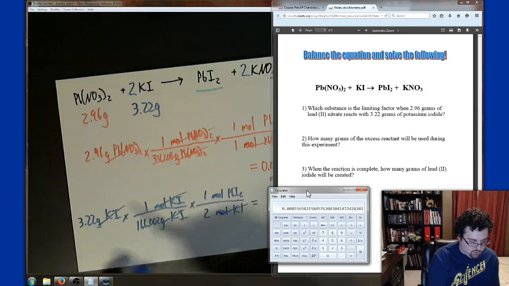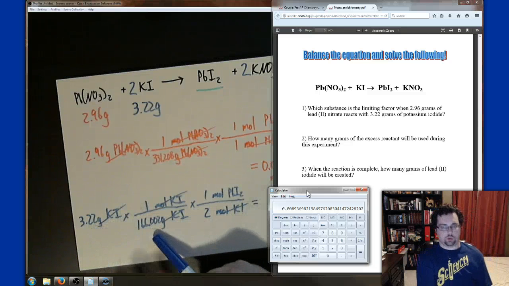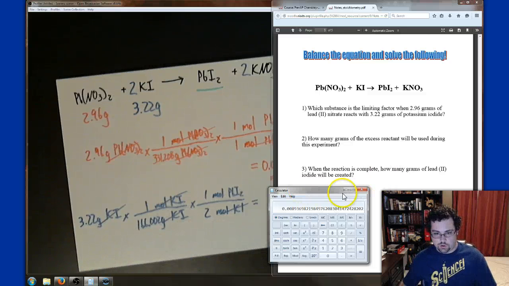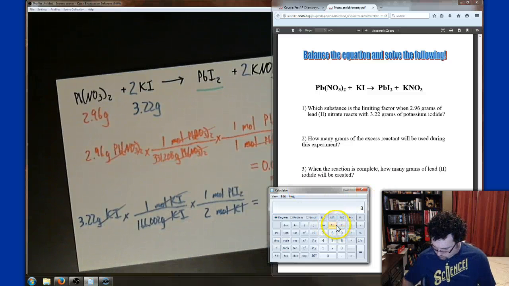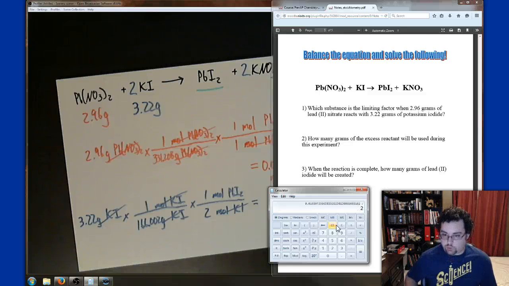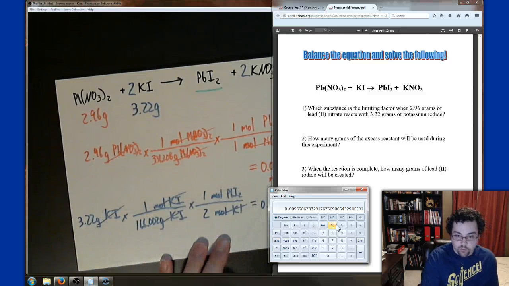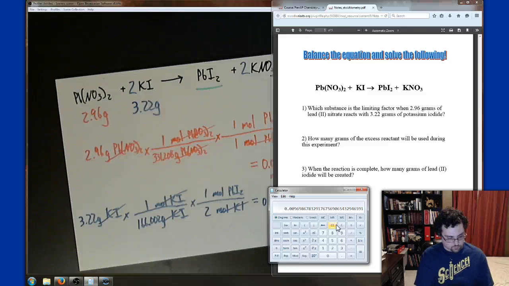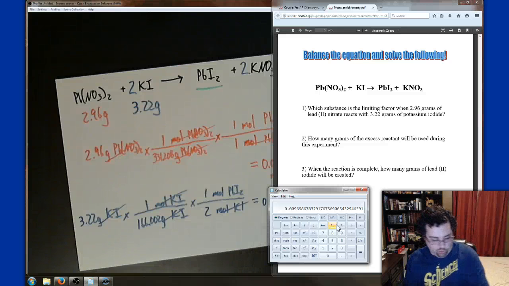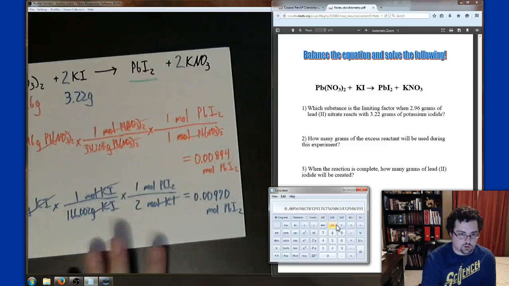So the math on this one is 3.22 divided by 166.002 divided by 2. Okay, so clear that out. 3.22 divided by 166.02 divided by 2. So 3 sig figs again, so 0.00970 moles of PbI2.